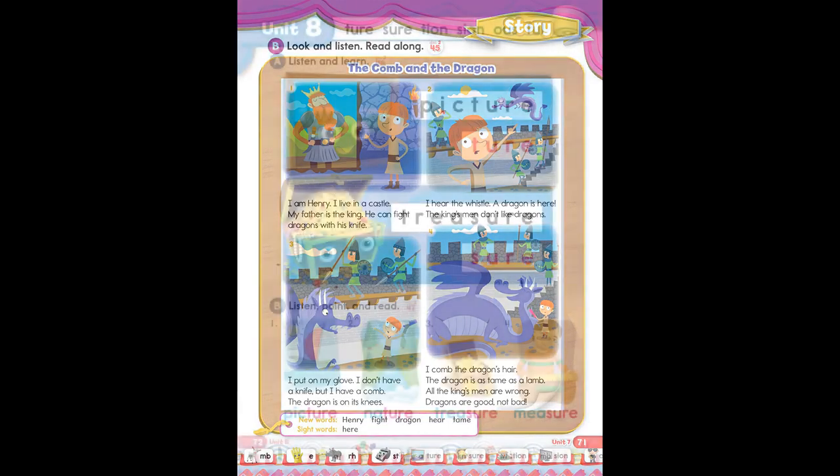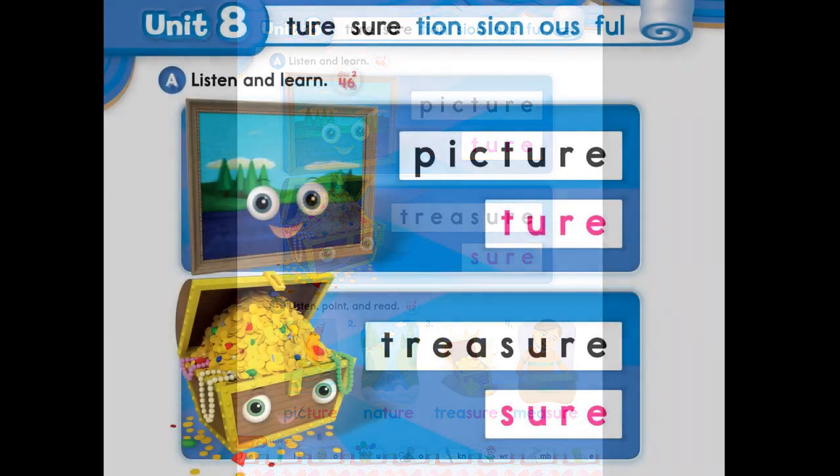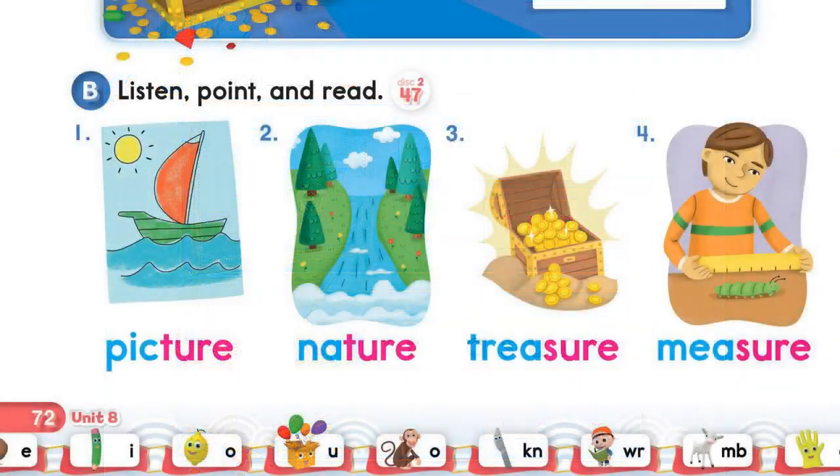Unit 8. T-U-R-E. S-U-R-E. A. Listen and learn. This is a picture. What is the ending sound in the word picture? Chur. That's right. Chur. Picture. This is treasure. What is the ending sound in the word treasure? Jur. That's right. Jur. Treasure. Page 72. B. Listen, point, and read.